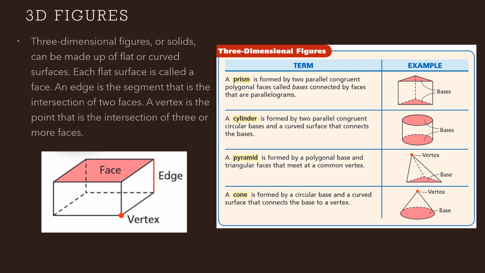And so just to go over what the different types of 3D figures are, you got your prism that will have two bases. Your cylinder, your bases are the circles. Pyramid only has one base and it comes to a point. And then a cone, same thing but with a circle base.